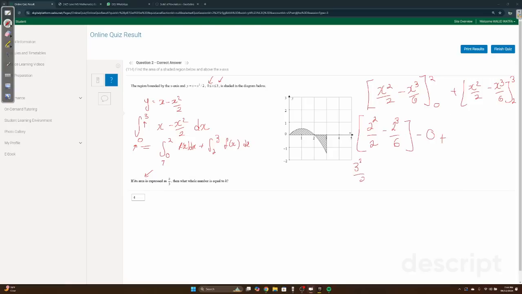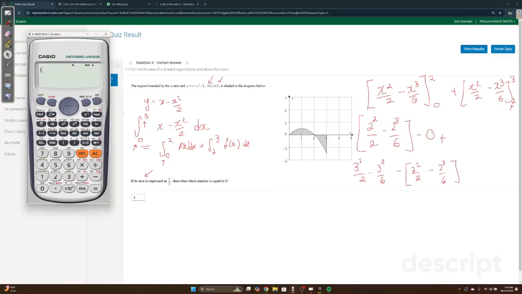3 squared over 2 minus 3 cubed over 6 minus open bracket. Now you substitute the 2: 2 squared over 2 minus 2 cubed over 6. Now let's do this in our calculator. Make sure you substitute everything properly, okay? Every minus is distributed. These are all common mistakes that are very, very silly.